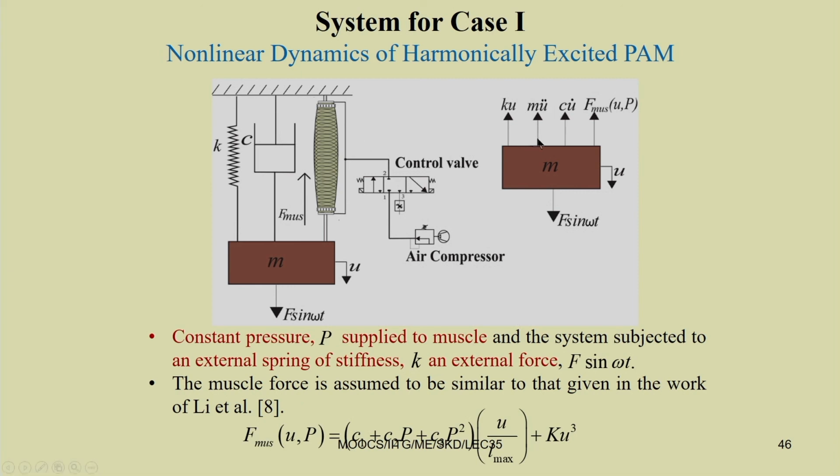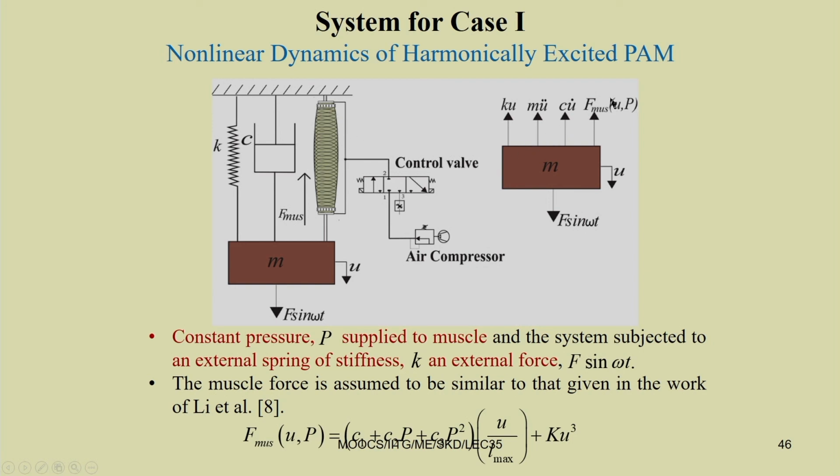Here we have also added the inertia force. So, the spring force Ku, inertia force m u double dot, damping force C u dot, and this muscle force F muscle, and this is the excitation force acting on the muscle, that is F sin omega t. Here this muscle force is characterized differently for different types of muscles, depending on the muscle material, the braid of the muscles, and other parameters.